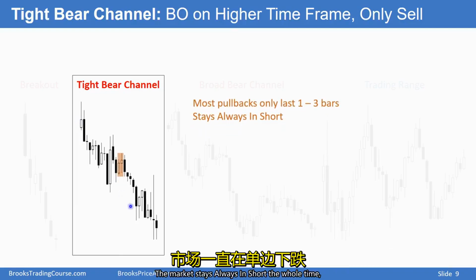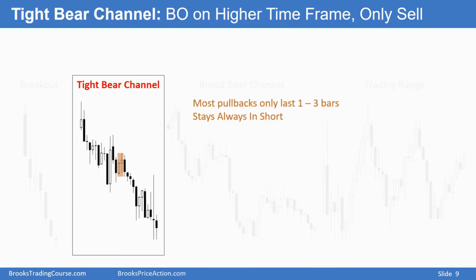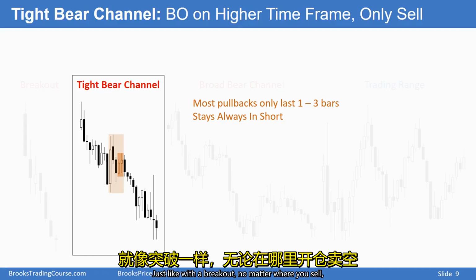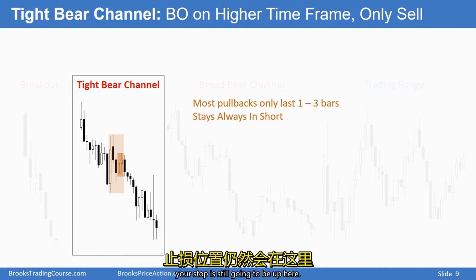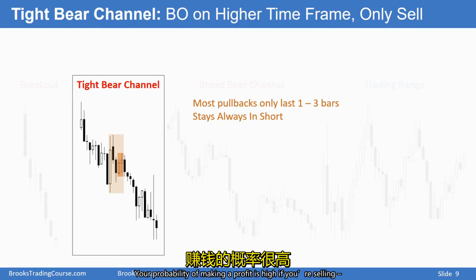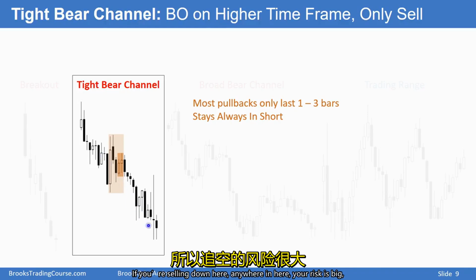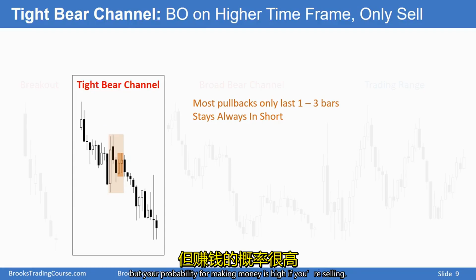The market stays always in short the whole time. And when that's the case, it's better only to sell. Just like with the breakout, no matter where you sell, your stop is still going to be up here. Your probability of making a profit is high if you're selling, again, for any reason at any time, but your stop is still up here. If you're selling down here, anywhere in here, your risk is big, but your probability for making money is high if you're selling.